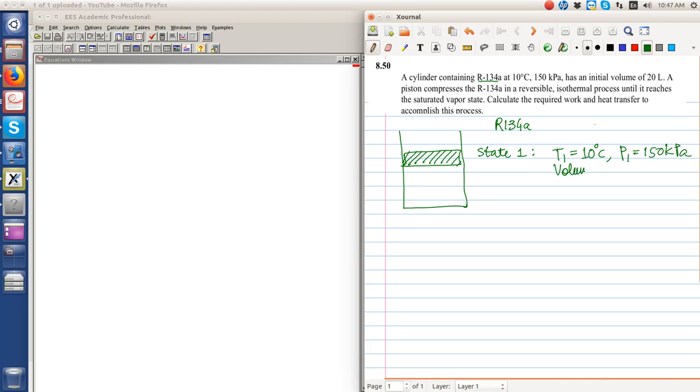The volume at the conditions prevalent is 20 into 10 raised to minus 3 meter cubed, because it is 20 liter. A piston compresses R134A in a reversible isothermal process. So this piston is loaded with something, maybe some force, and then it is compressed to the state 2. The state 2 is saturated vapor.